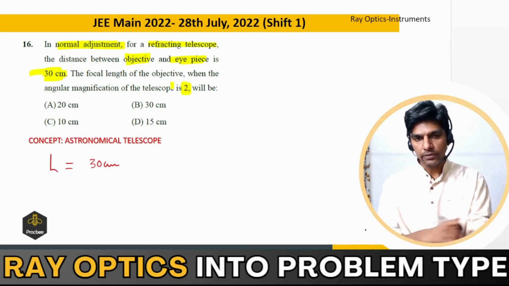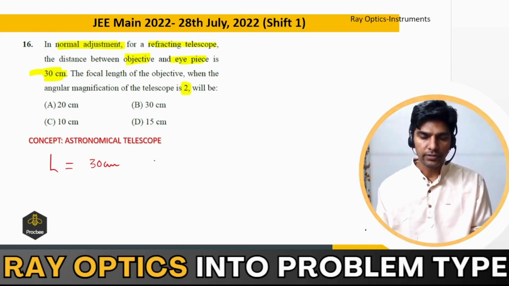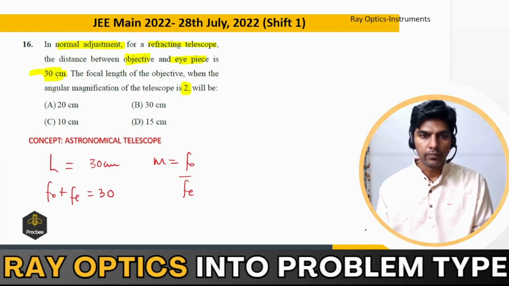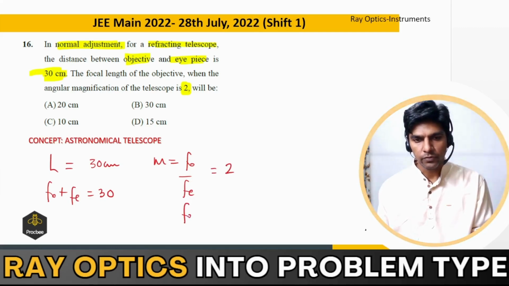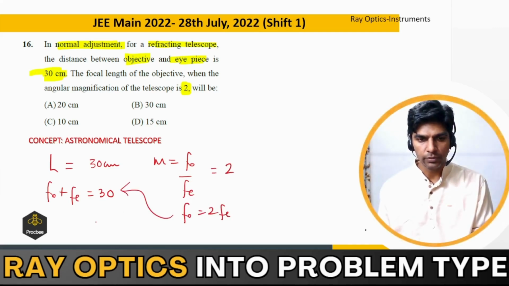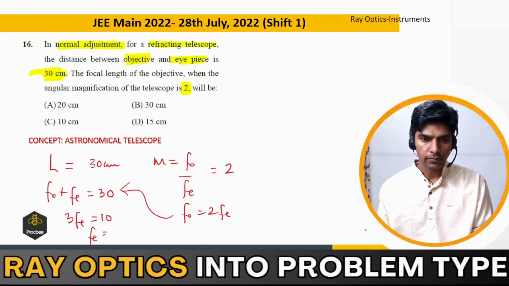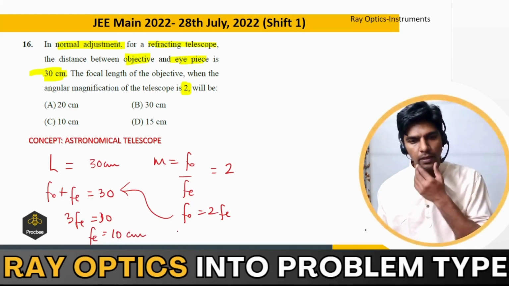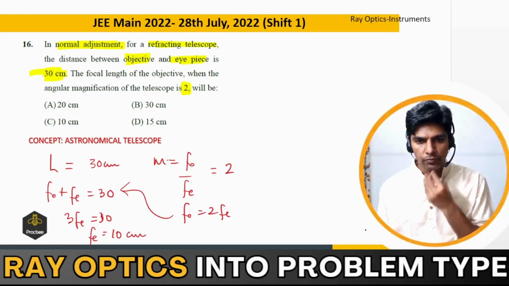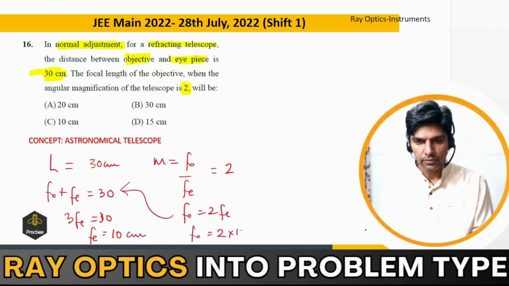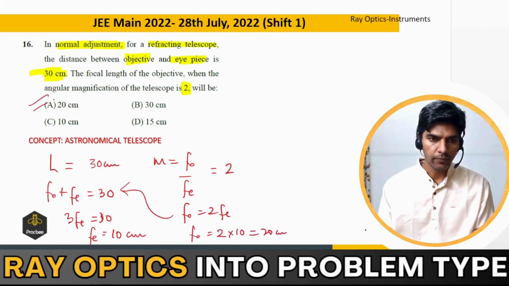So normal setting is given, and in normal setting magnification is given as f naught by fe, and the length is given as f naught plus fe, right? And magnification is 2, so f naught is 2 times fe. If I substitute this in this equation, we get 3 fe equals 30, and fe equals 10 centimeter. Now we know fe, and we have to find the focal length of the objective. So objective focal length will be 2 times 10, which is 20. So option A is the right answer.